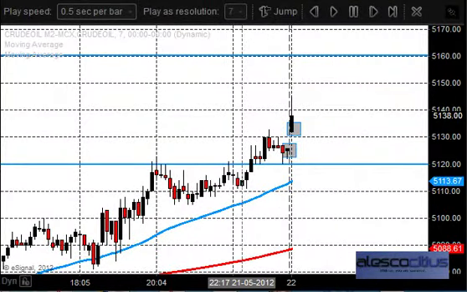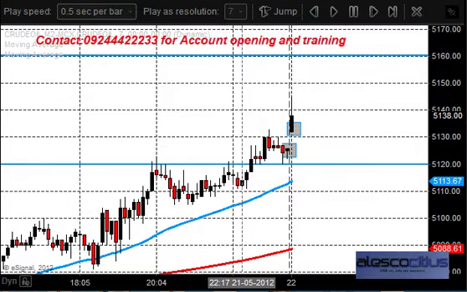Good morning. In this presentation we are going to see how we can trade in MCX crude oil today. Before looking into that, let us see what happened yesterday.